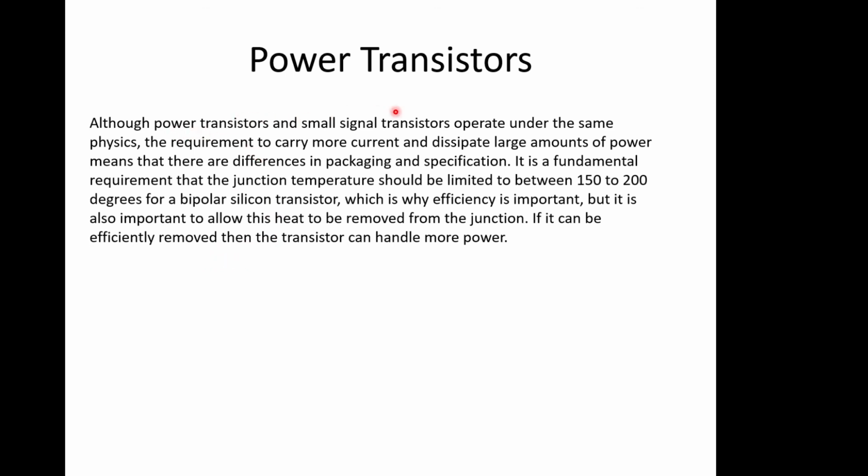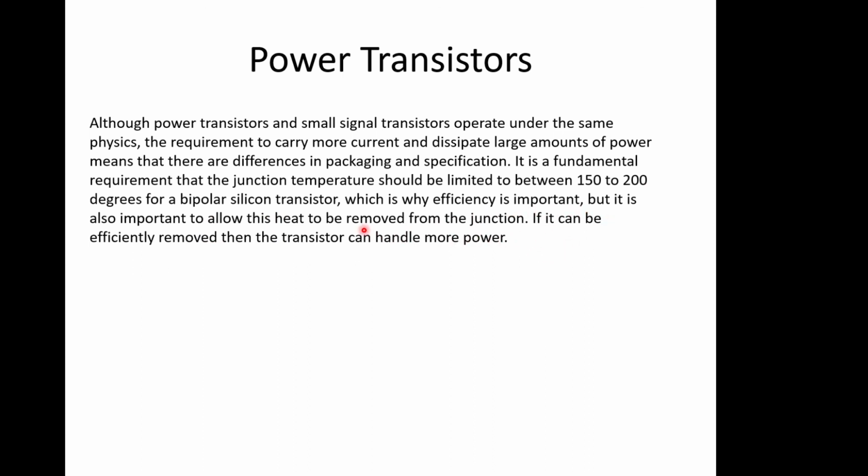Because although power transistors and small signal transistors operate under the same physics, the same equations apply, the requirements to carry more current and dissipate therefore larger amounts of power means that we end up looking at packaging and specifications and things. And as I said right at the beginning, it's a fundamental requirement that the junction temperature should be limited to between 150 and 200 degrees if you're really good for a silicon transistor. And that's why efficiency starts to become something really important for people.